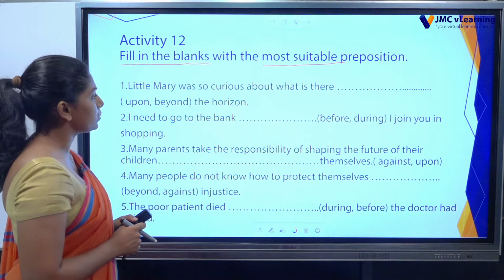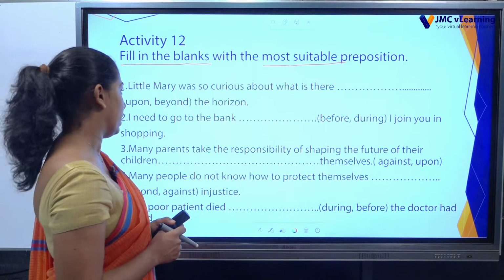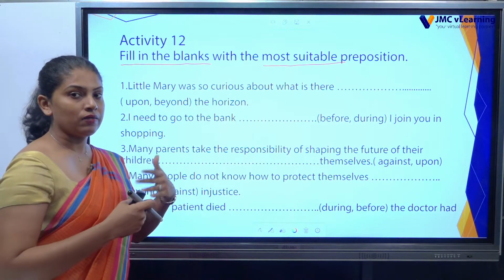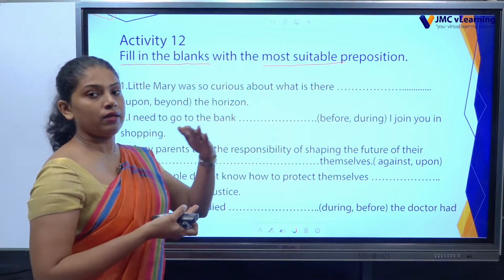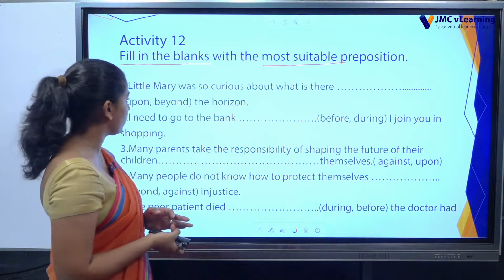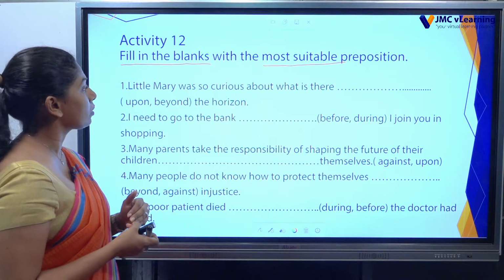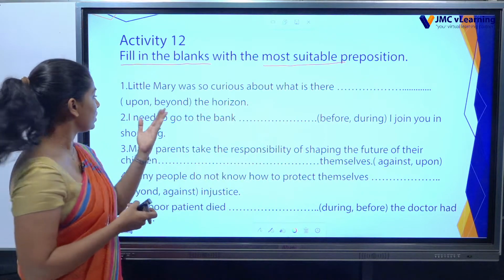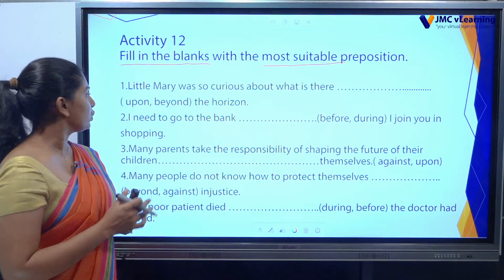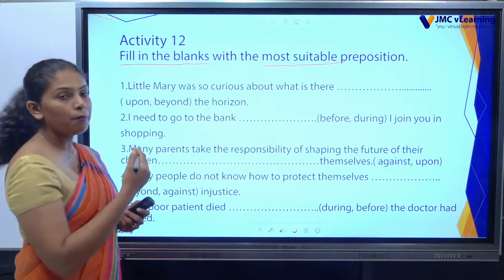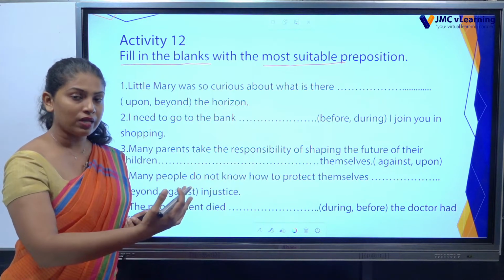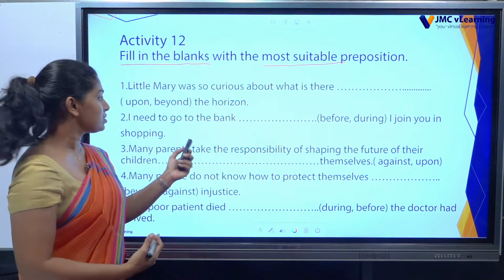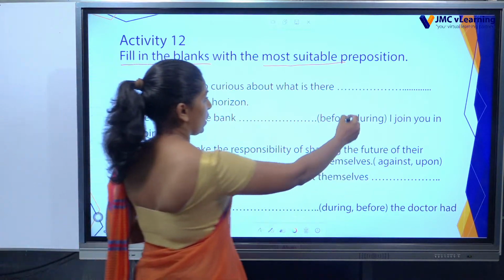Little Mary was so curious about what is there beyond the horizon. You know what the horizon is. When the sea and the sky touch, we call that the horizon. So little Mary was so curious about what is there. Then what is the idea? What is the answer you think? Upon, beyond. Beyond means after that. So Mary was curious about what is after the horizon. So we can write the answer as beyond.